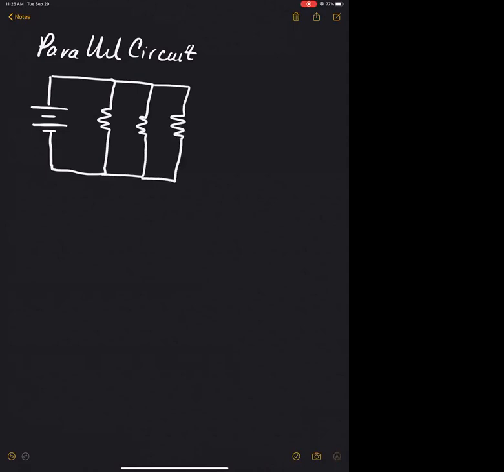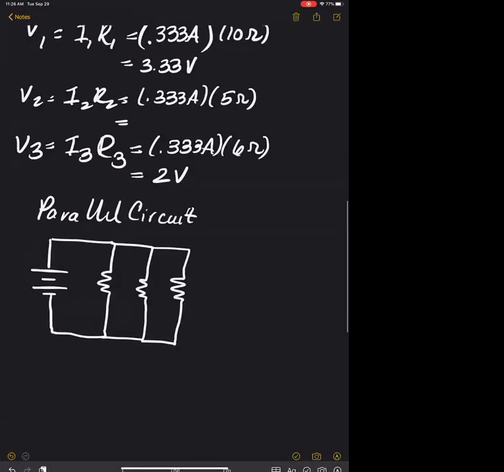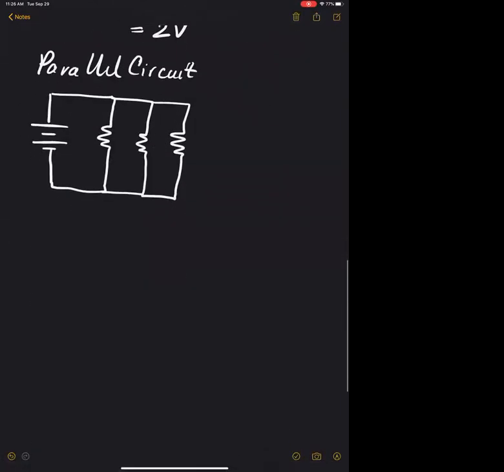Okay. So this is still going to be V total. This is going to be R1. This is going to be R2. This is going to be R3. Okay. Let's make this one 5. This one 10. And let's make this one 20, just for fun.